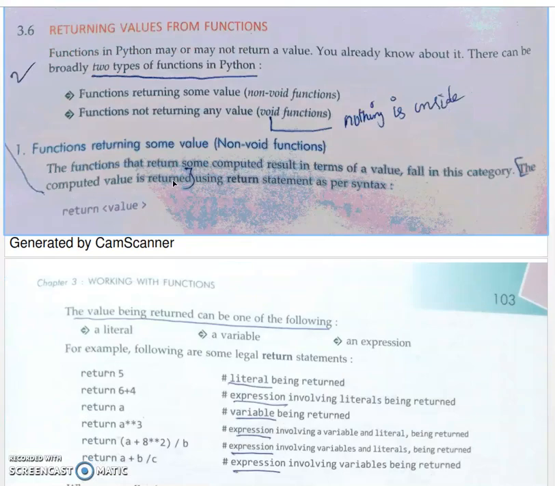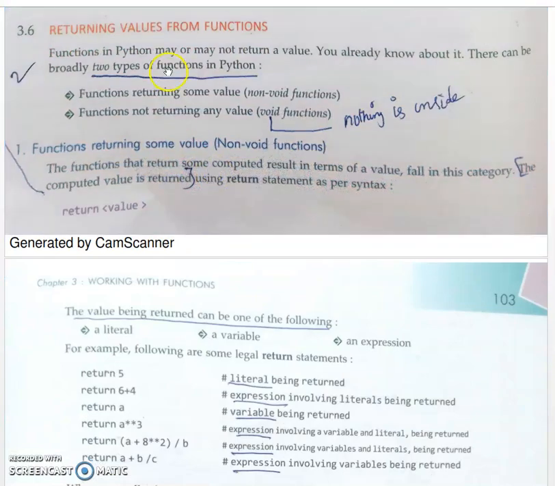Then, returning the value from the functions. There are two types of function. The functions returning some value are also called non-void functions. The functions not returning anything are called void functions. A void function always returns None. So there are two types of function: returning and without returning. If nothing is inside, None will be returned.